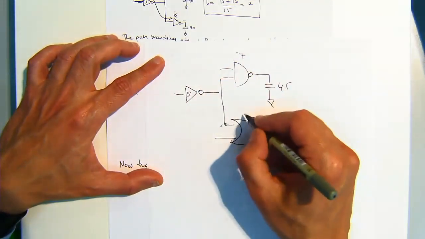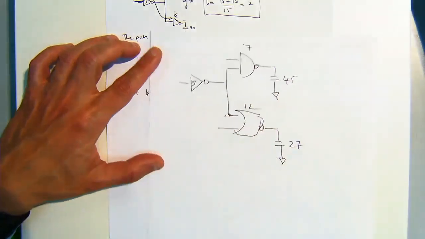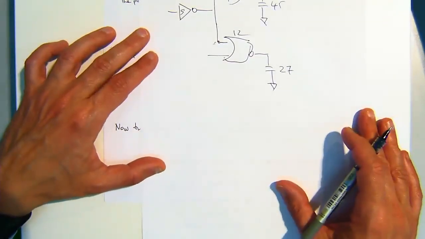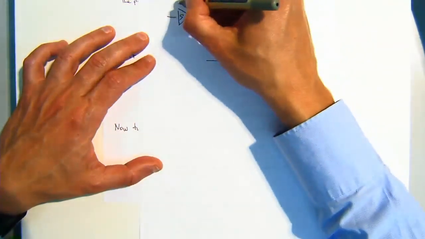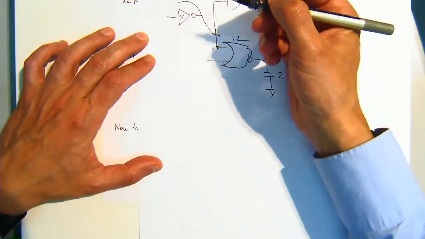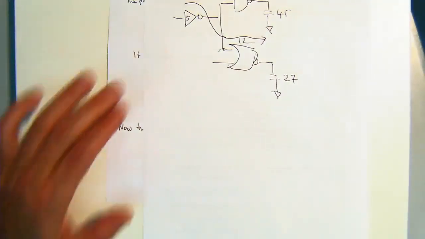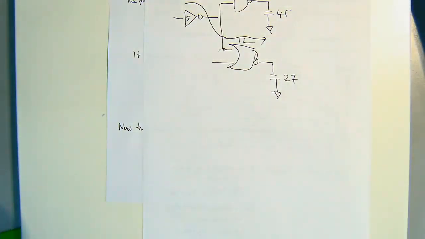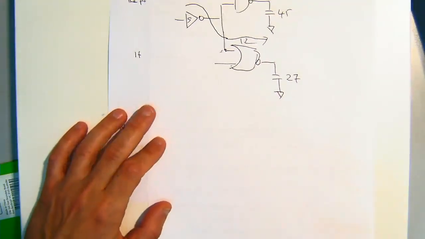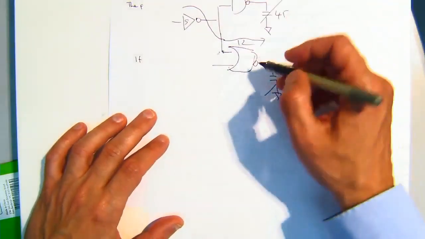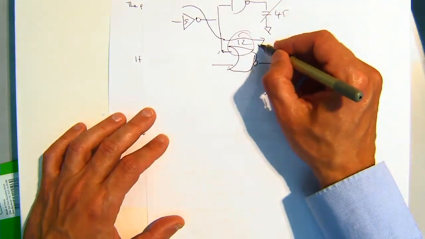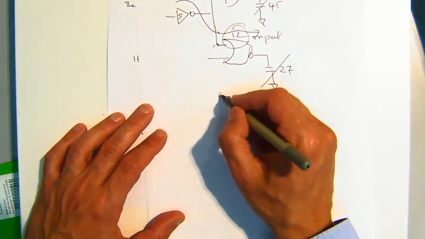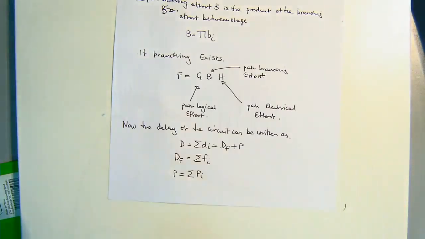7, 12, 27. What would be the branching effort here? Ah, good point. You can't read minds. I meant this one. Okay, what would be the branching effort here? Yes, all right, good. So don't include this. This is on the path. This is not off, this is off path. On path, so it's 19 on 12. Excellent.